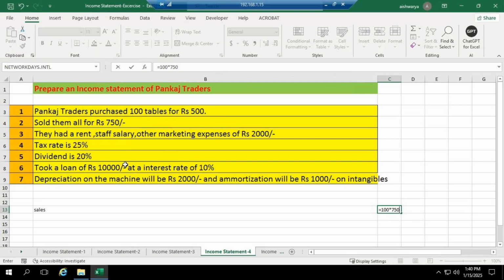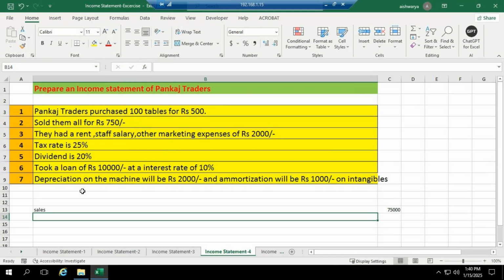Okay, so now press enter. See, now we'll be getting the answer here, 75,000. Okay, so now here we are having the COGS. So that means cost of goods sold.